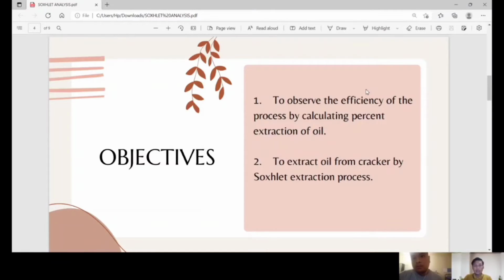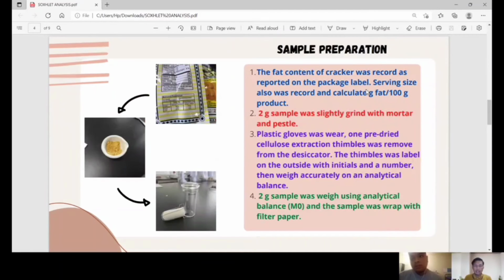Next is the procedure for this Soxhlet analysis. There are two procedures: one is sample preparation and the second is the Soxhlet process. For the sample preparation, first, the fat content of the cracker was recorded as reported on the package label. Then the serving size was also recorded and the grams of fat per 100 grams of product were calculated.